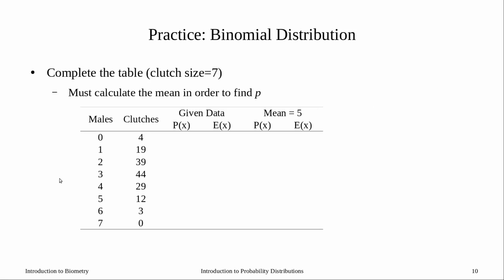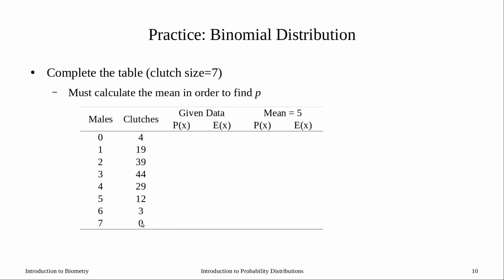Alright, so now here's some practice. We're going to assume that we have a clutch size of 7, that the organism always has a clutch size of 7, and we went out and sampled these clutches and recorded how many male offspring they had in that clutch. And here's our frequency table. We had 4 clutches with 0 males, 19 with 1, 39 with 2, 44 with 3, 29 with 4, 12 with 5, 3 clutches with 6, and 0 clutches with 7.